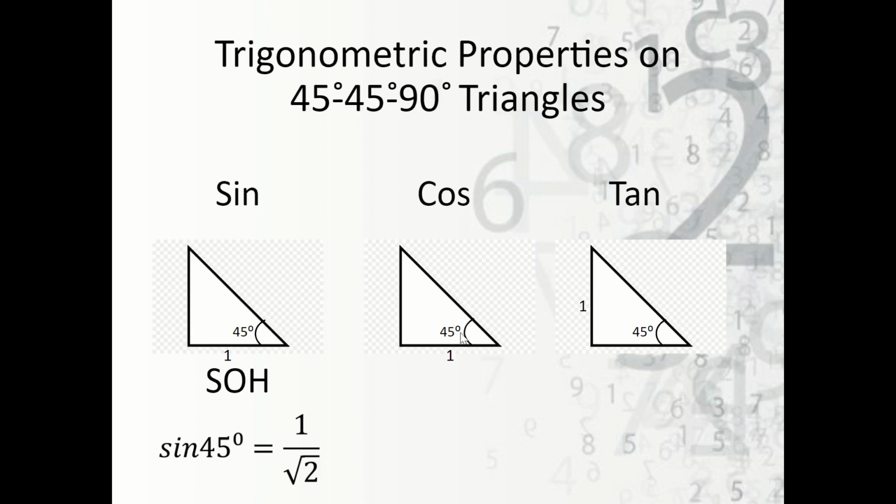Cosine now. Cosine is adjacent over hypotenuse. So the adjacent side, in this case, we do know that that's 1. And the hypotenuse now, because it's a 45-45-90, should be square root of 2. So it's 1 over square root of 2. Now we know tangent is opposite over adjacent. So we know that the opposite is 1. The adjacent will also be 1 because these should match. So we get 1 over 1.